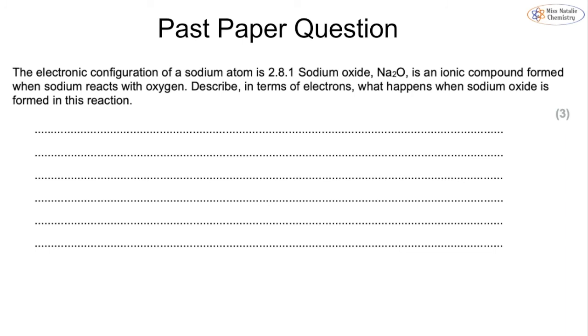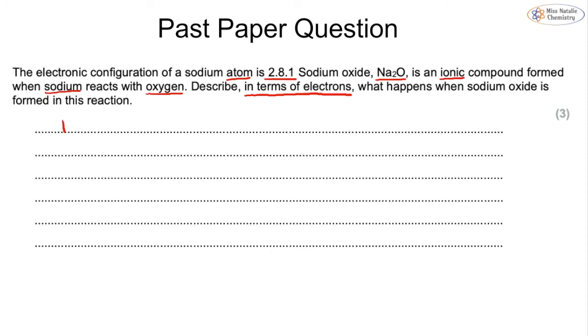Let's now finish off by looking at some past paper questions to apply what we've learned in this process. The electronic configuration of a sodium atom is 2,8,1. Sodium oxide, which is Na2O, is an ionic compound formed when sodium reacts with oxygen. We want to describe, in terms of electrons, very important, what happens when sodium oxide is formed in this reaction. And this is a 3-mark question. So the first thing we need to understand is that, of course, this is an ionic compound.